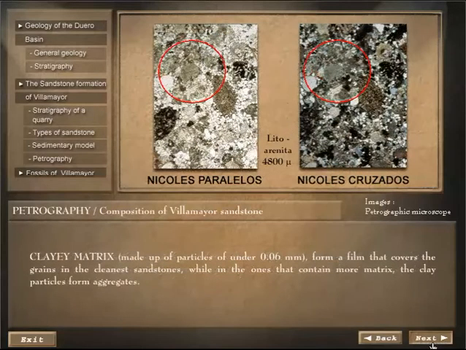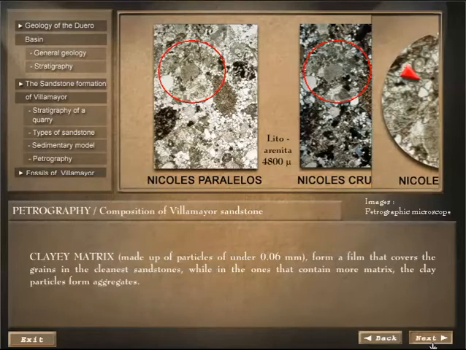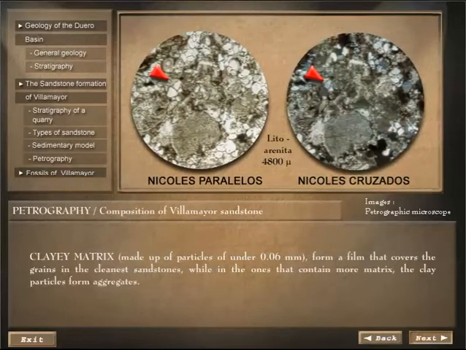Clayey matrix, made up of particles of under 0.06 millimeters, forms a film that covers the grains in the cleanest sandstones, while in the ones that contain more matrix, the clay particles form aggregates.